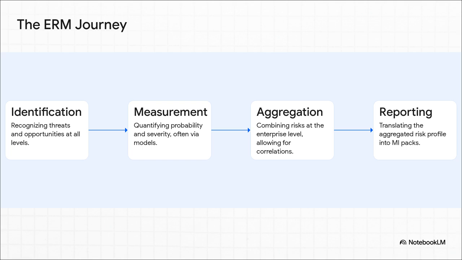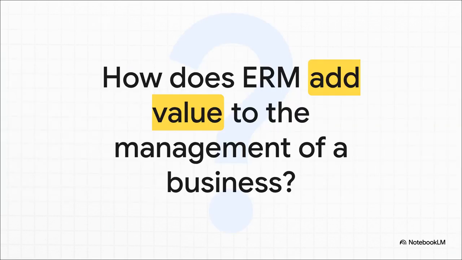Then comes measurement, where you put numbers to them using models and stress tests. Step 3 is aggregation, and this is where the magic happens, combining all those individual risks and critically accounting for correlations. And finally, all of that hard work gets distilled down into management reporting, the clear, concise MI packs that people can actually use to make smart decisions. And that whole 4-step process leads us right into another classic exam question.